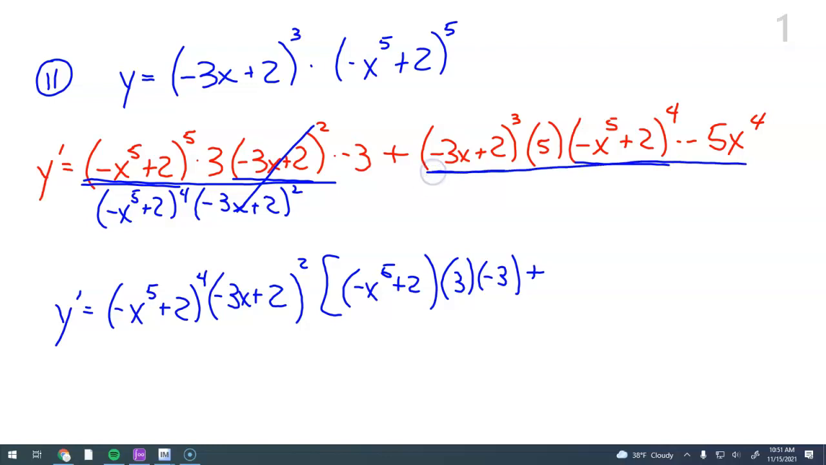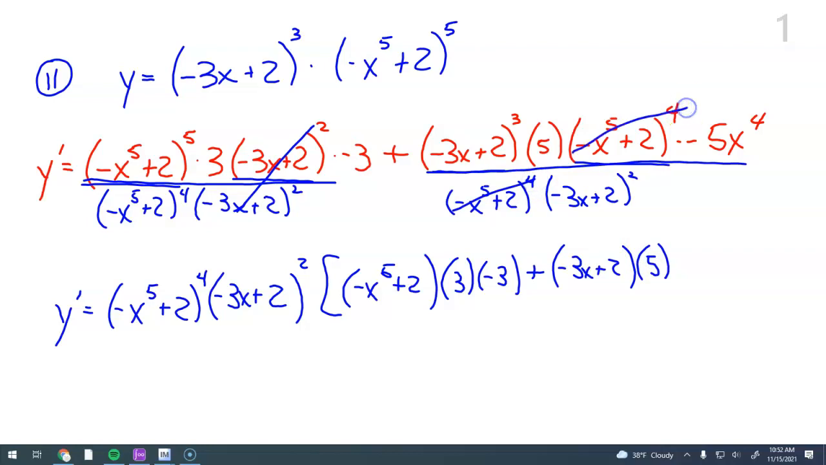So then over here, same thing. I just divided by negative x to the 5th plus 2 to the 4th, negative 3x plus 2 squared. So how many negative 3x plus 2's do I have left? 1, right? Because I have 2 on the bottom that'll cancel out, and there's 1 remaining. Then I've got this 5. How many negative x to the 5th plus 2's are left? None. They killed each other. And then the negative 5x to the 4th is there. So I'm fine with that answer right there.